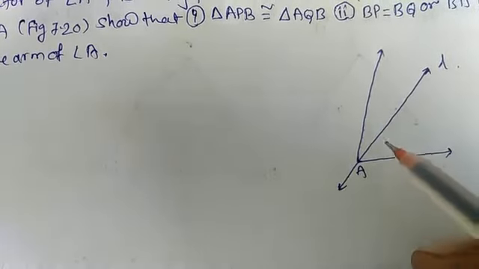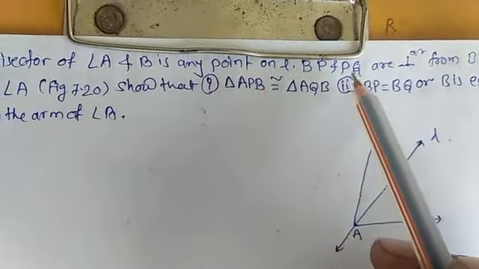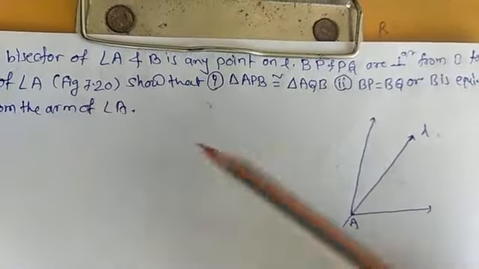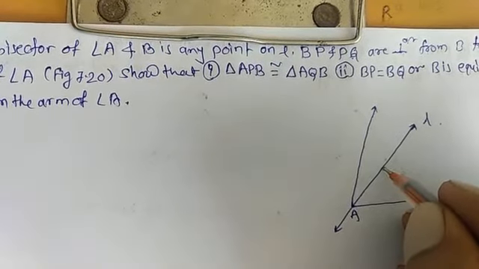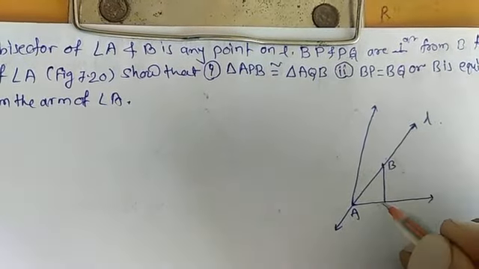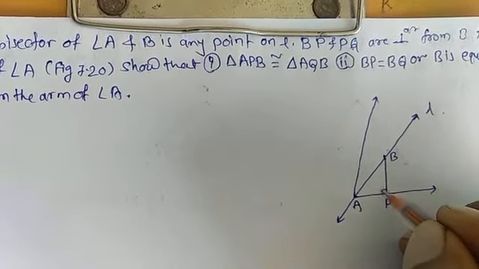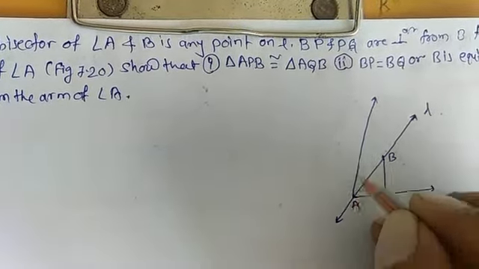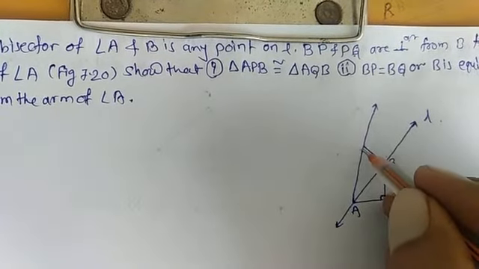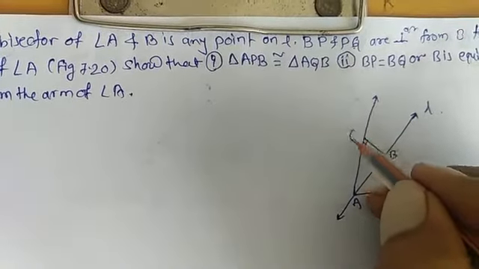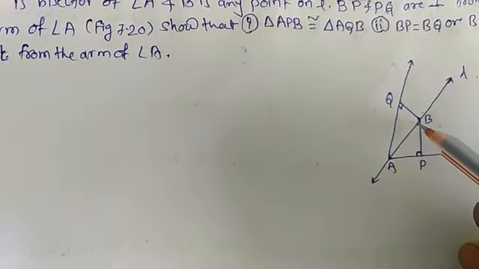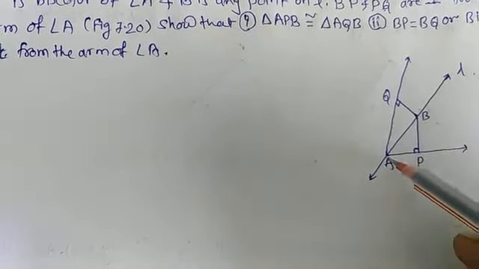Okay, now we are also given that BP and BQ are perpendicular from B to the arms of A. That means if you consider this point B, here it is P, so it is perpendicular to an arm of A. This is an arm of A, and this is also an arm of A. And Q, here it is perpendicular, okay, and it is Q. Now we have to show that triangle APB is congruent to triangle AQB.